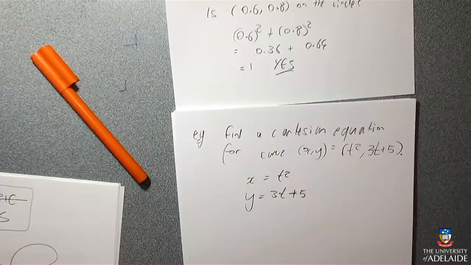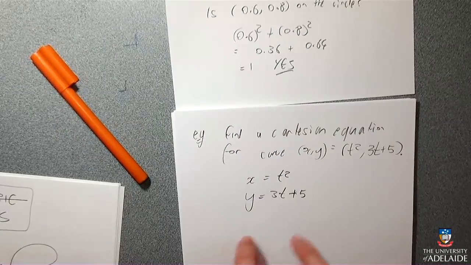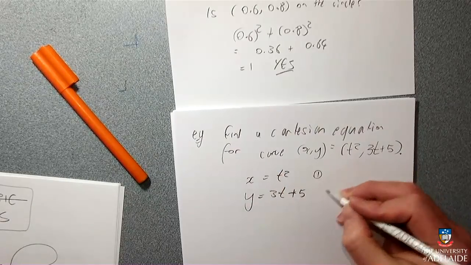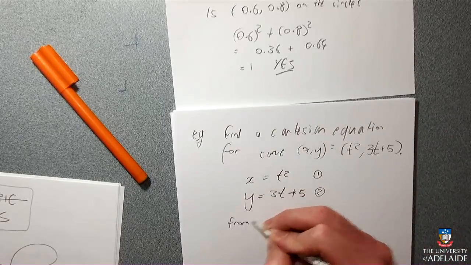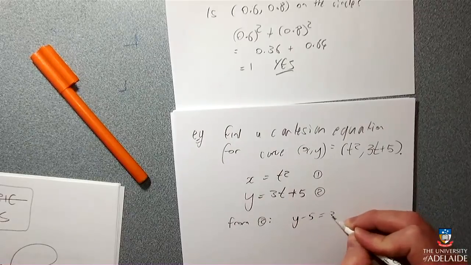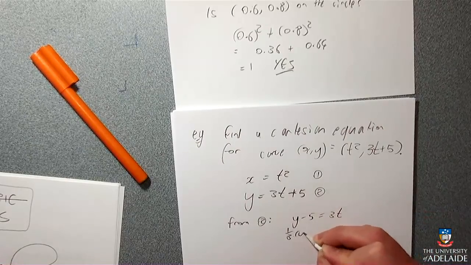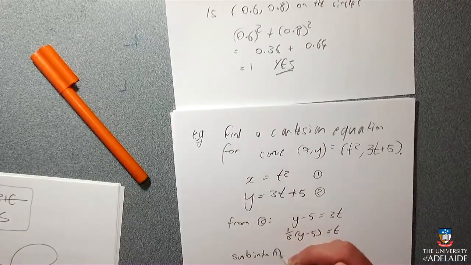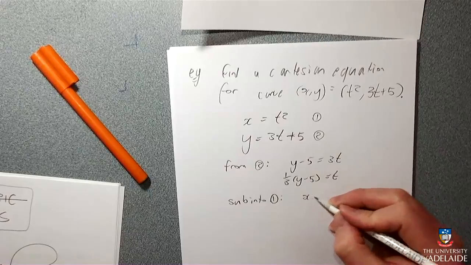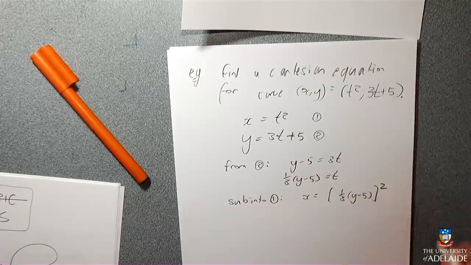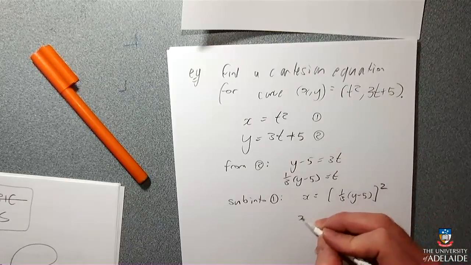I like to avoid using square roots if I can, because I don't know if it's the positive or the negative square root, but I can totally rearrange this to get t equals and then sub it in there. That's one of the classic ways. So from 2 I can get y minus 5 is 3t, 1/3 of y minus 5 is t, and I can sub into number 1, so x is that. And now I have a perfectly good equation.